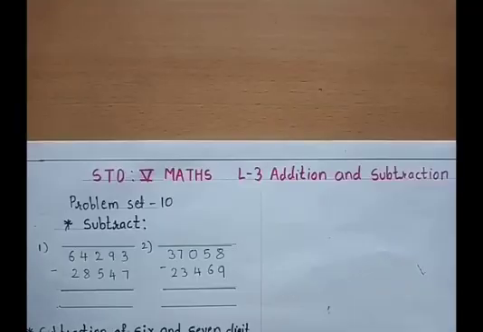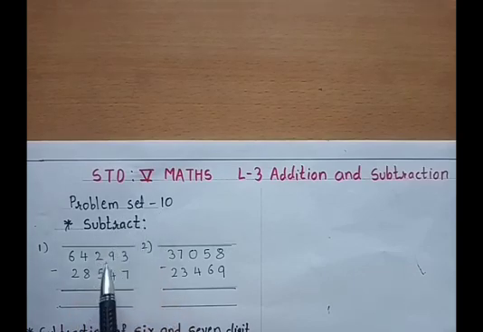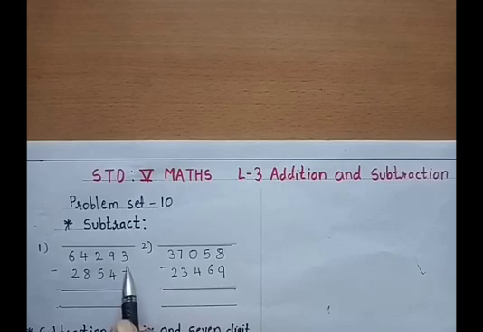First we will solve subtraction of 5-digit numbers. Problem set 10. Line up the numbers properly according to place values. We will start subtraction from the unit place. Observe the unit place digits. Can we subtract 7 from 3? No, because 7 is bigger than 3.